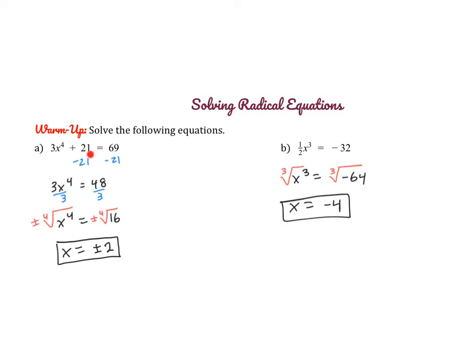So here you need to do 2 steps to isolate x to the fourth, and then here you'll take the plus or minus fourth root of both sides. Please don't forget the plus or minus. You need to include it anytime you're taking an even root of both sides. So you actually have 2 solutions, plus or minus 2. And then for part B, if you multiply both sides by 2, you're isolated. So take the cube root of both sides, and the cube root of negative 64 is negative 4.